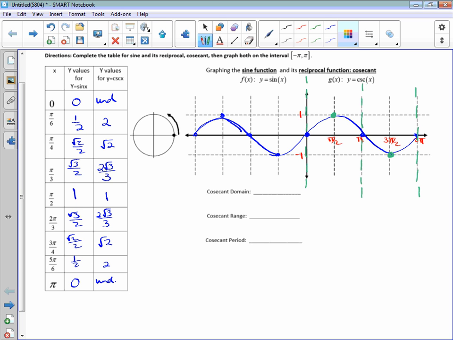Can you draw some things on the left side then? Yeah, anywhere it's 0, I get an asymptote because that's undefined when you flip it. The 1's overlap and the -1's overlap. So we don't really have a shape yet, but we've got some points.